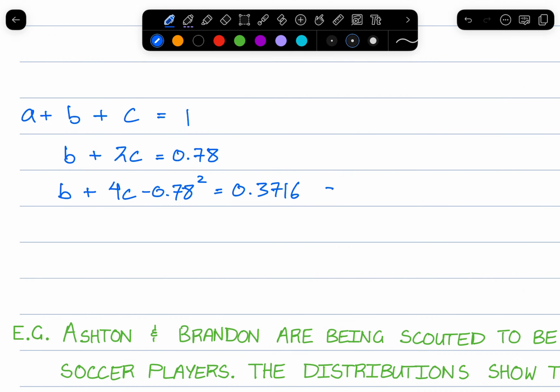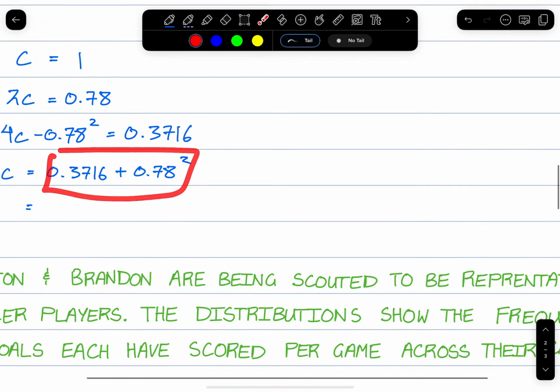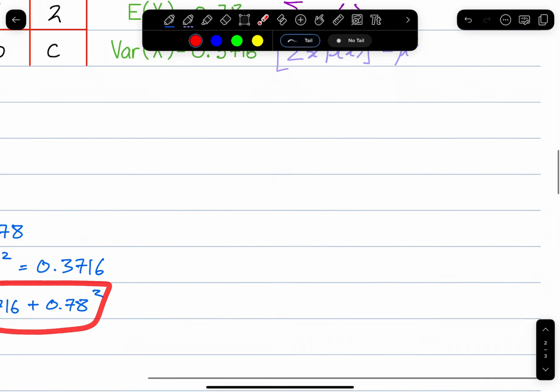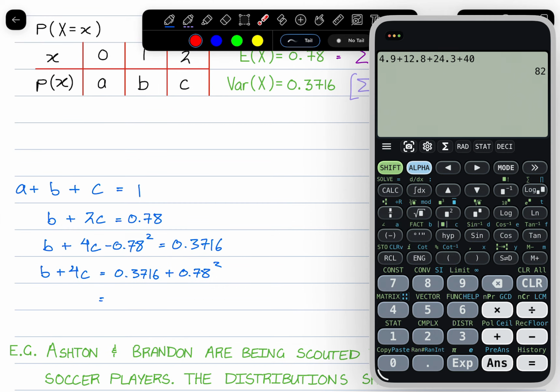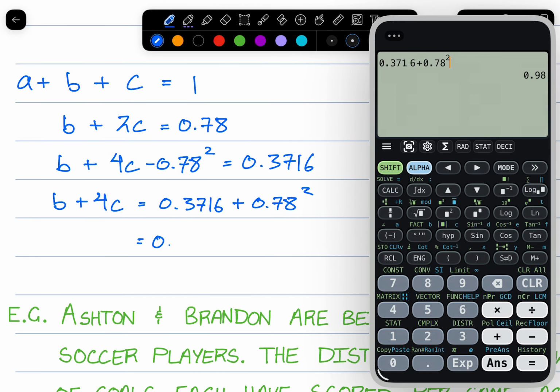So using equation 3, I'm going to clean this up a little bit more. I get B plus 4C equals 0.3716 plus 0.78 squared. Going to chuck this into my calculator just so I know what it's equal to. So 0.3716 plus 0.78 squared. This gives me 0.98.